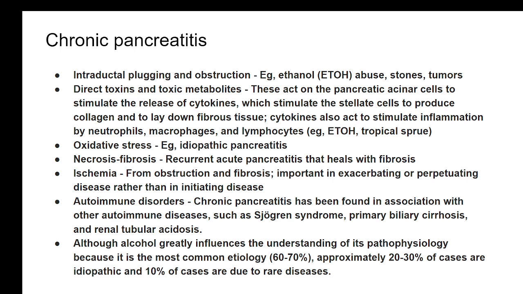In these conditions, they are well known. Pancreatitis is coexisting together. Alcohol has a very high relationship with chronic pancreatitis. 60 to 70% of the patients are usually alcoholic, and 20 to 30% are considered to be idiopathic, where the exact causes are not known. The remaining 10% are due to other rare disorders.